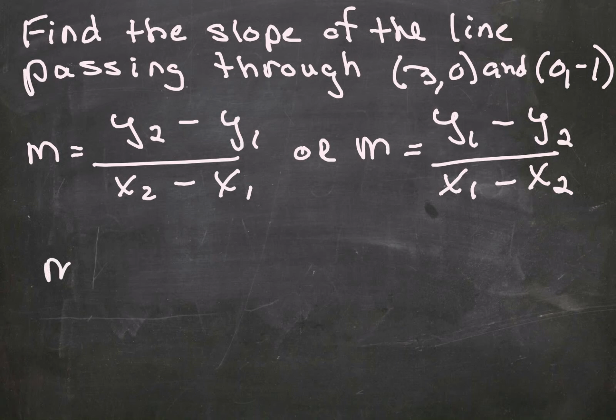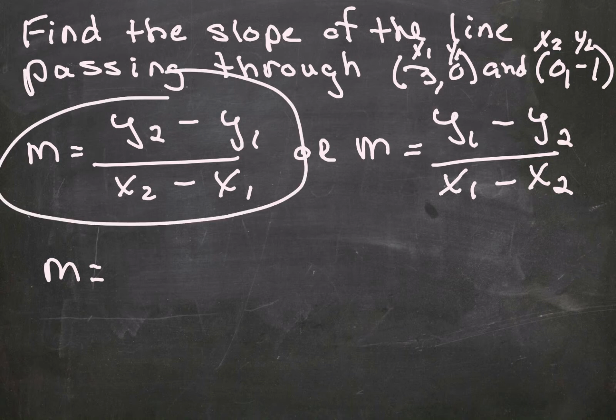So yes, let's plug in our values, and a lot of times I like to label x1, y1. It doesn't matter which one's x1, y1 or which one's x2, y2. You can reverse those, as long as, again, if this one is x1, that has to be y1. If this one's x2, that has to be y2, and vice versa. Okay, so let's plug in our values. So I'm going to use this right here.